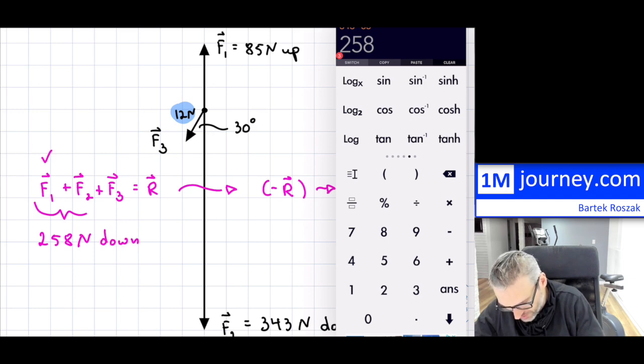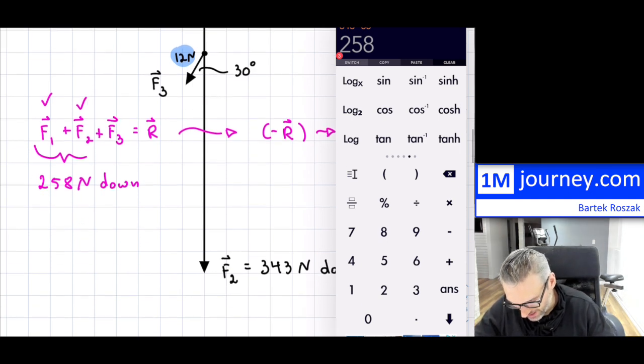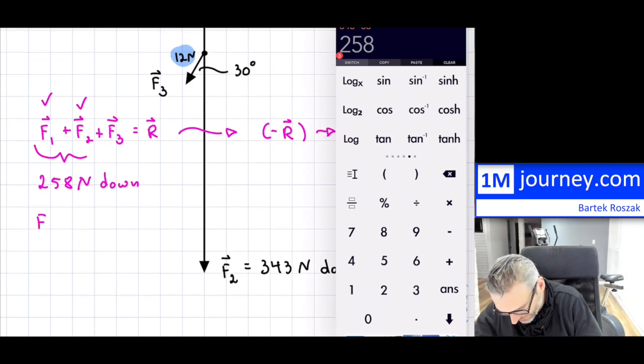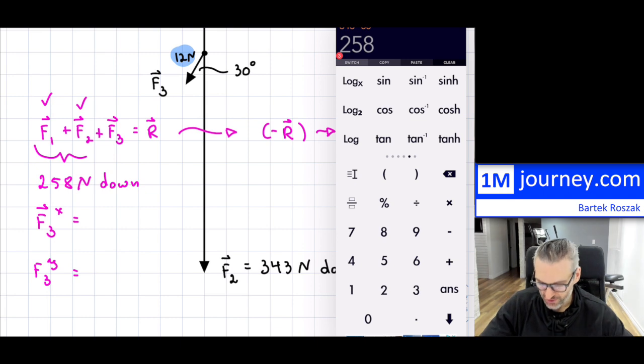That's just from these two together. Now that F3, I can certainly break that down. So F3 right here, I can break it down into its X component, and I can break it down into its Y component, so I can find out what those are. So notice that's 30 degrees, so that means to the horizontal it's going to be 60 degrees.